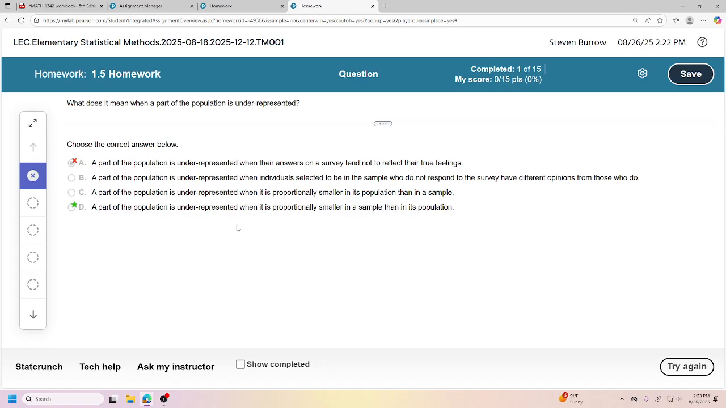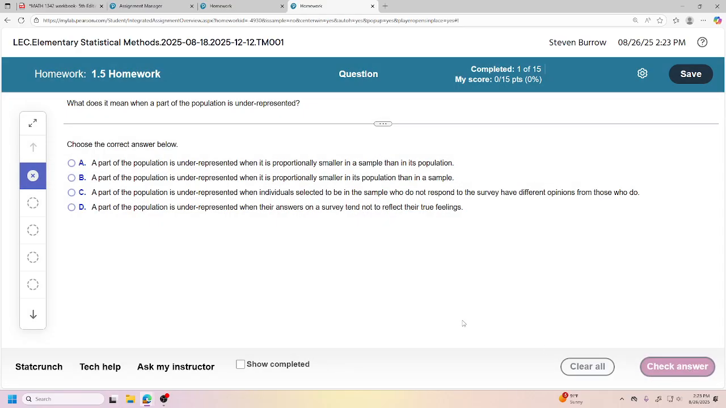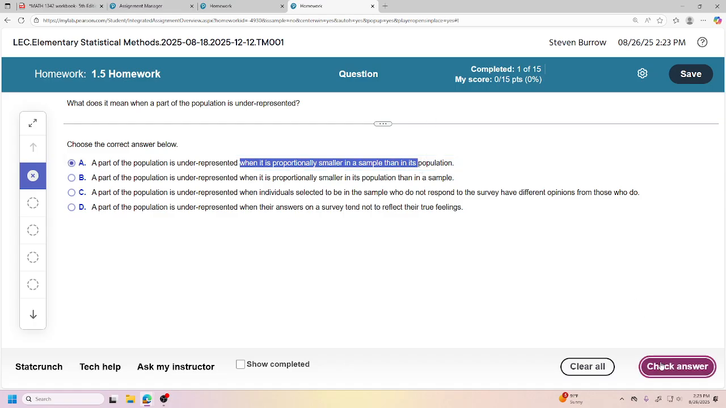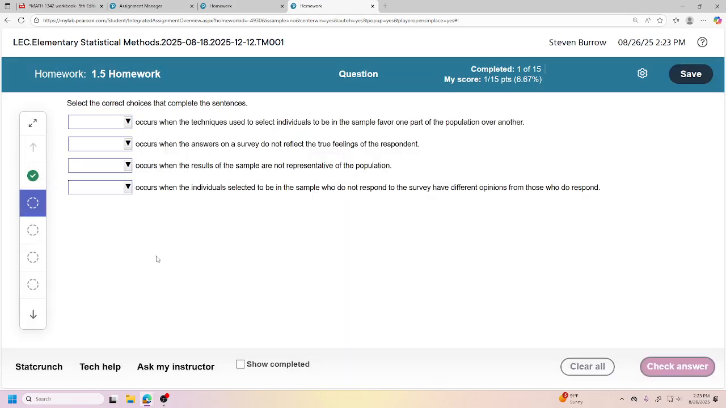So let me read it now. It says underrepresented when it's smaller in a sample than the population. Okay. So proportionally smaller in a sample than in its population. Try again. And that's how the homework works right now. That's okay. It's almost advantageous. I mean, I'm being recorded. It's almost advantageous to get it wrong so you can see what they're wanting. Later on, you might use that strategy a little bit to see what kind of style they're looking for on the homework, because sometimes it's confusing. Like, what are you wanting from me? Cool? Keep cruising.